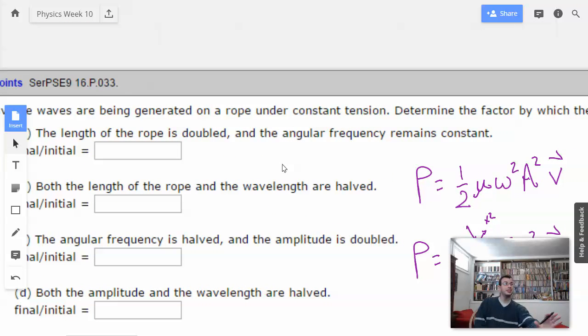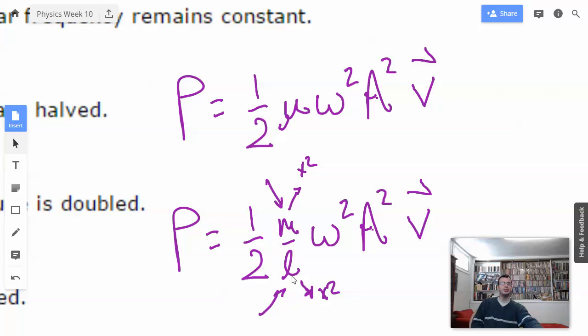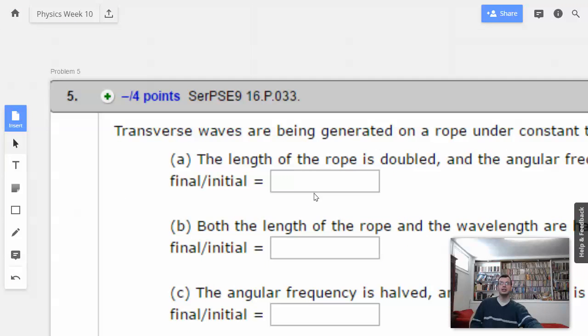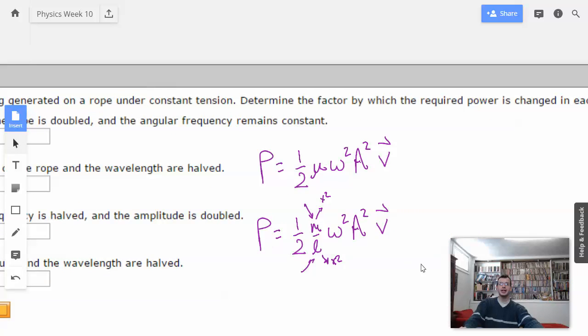So they said the length of the rope is doubled, but if the mass stayed the same, like you just have a thinner rope, then that would make a difference. But that's not what they said. So the length of rope is doubled, and the angular frequency remains the same. So the top part doubles, the bottom part doubles, and everything else is the same. So I'm going to say final divided by initial is 1, because final equals initial. All right, so we got that one done.